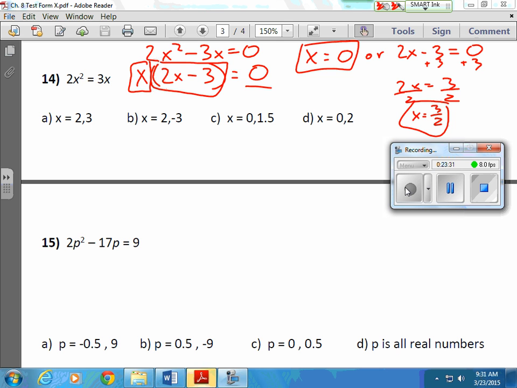3 halves? I don't see 3 halves. Oh man, the answer's not here. Oh yeah. 3 halves is 1.5.